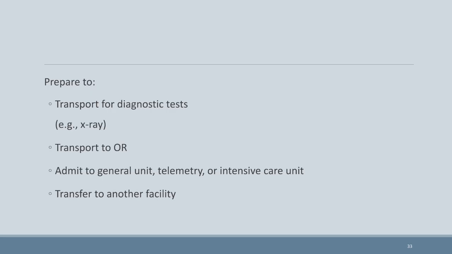And then prepare to transfer them for diagnostic testing, unless we have portable x-rays and things coming to us, or transport them to the OR, or admit them to the general unit or telemetry or intensive care unit, or even transfer them to another facility.